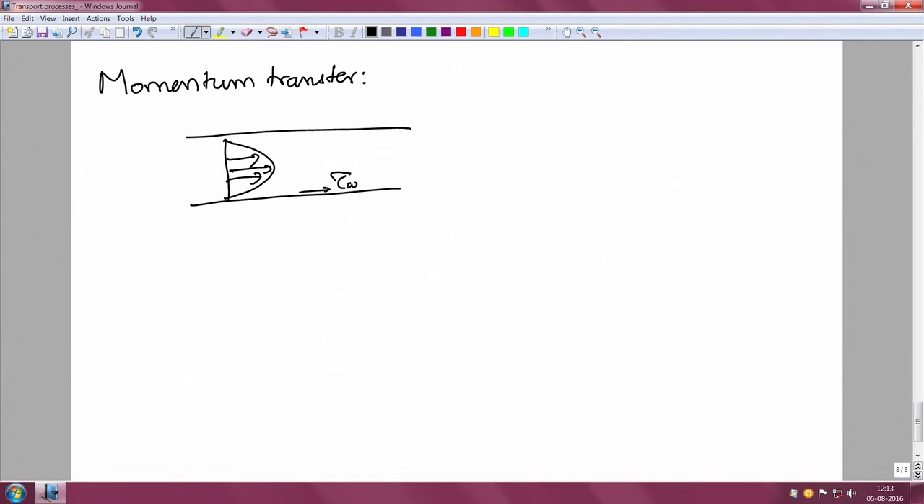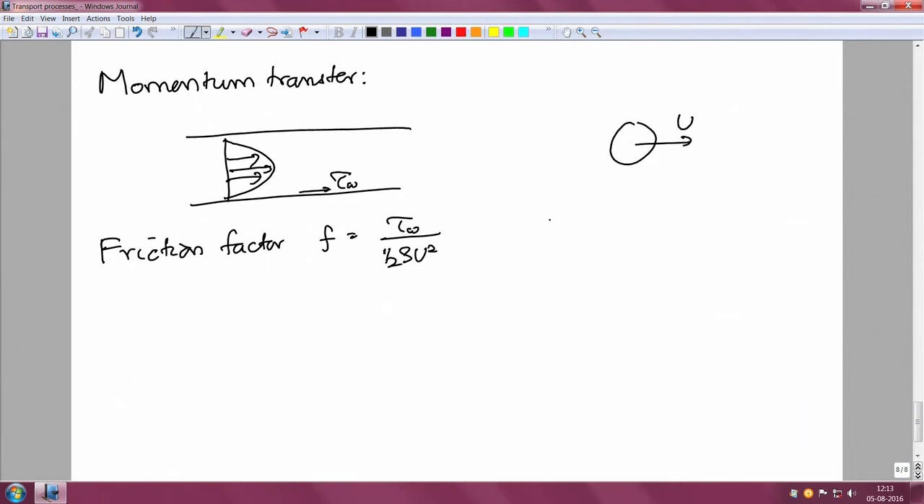For flow in a pipe, for example, we can define the friction factor. F is defined as tau w by half rho u square. You can easily verify that half rho u square has the same dimensions as a shear stress. And on the other hand, for a particle moving with a certain velocity u in a fluid, this is usually defined in terms of the drag coefficient.